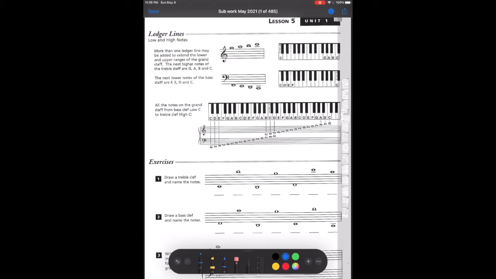So more than one ledger line may be added to extend the lower or upper ranges of the staff. So if there's something above or below, it does not always make sense to switch staffs, but it can happen. But sometimes if it's just so temporary, or if there's not another staff that exists to help it, you extend it. This is telling you about the ones that happen above the treble, below the bass.